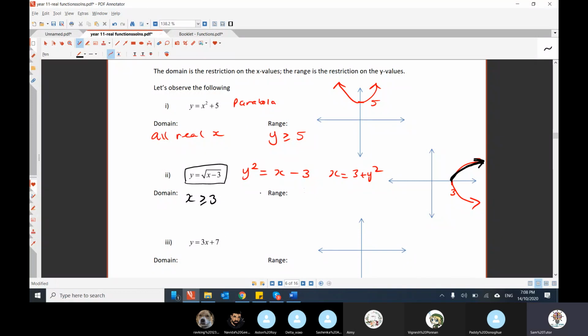And then again, same thing with your range. If you were to look at that, you know your square root's never going to be negative. What's the smallest value that you will ever have with a square root? 0, you mean? Yeah, y must be greater than or equal to 0. And then you can see that obviously through the graph. It's very easy to see it graphically. X is greater than or equal to 3, y is greater than or equal to 0.